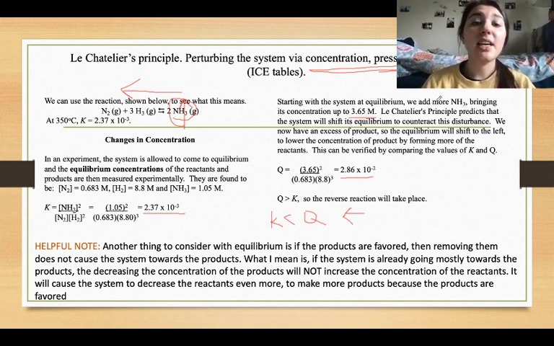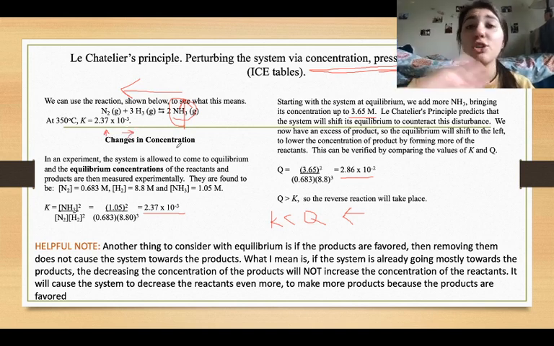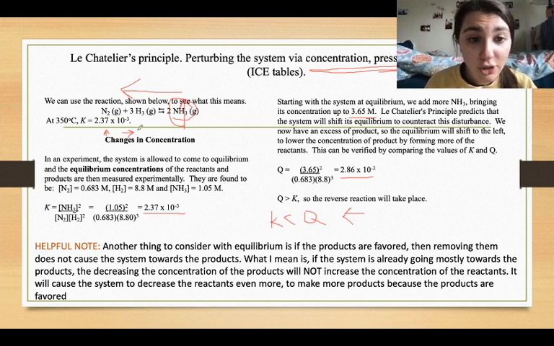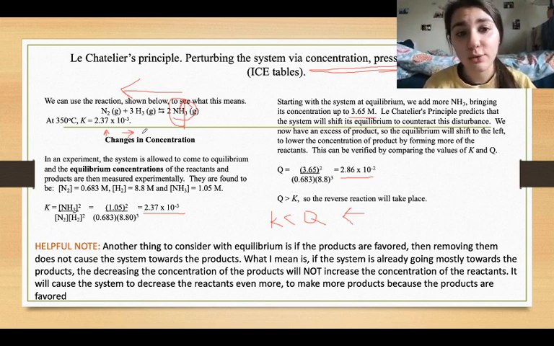The same thing can be said if, say, we increased nitrogen. So say I increased nitrogen and there was a shift towards the products. Then I would say, before even doing any calculations, that I would expect my answer for Q to be less than K. Why do I say Q is less than K? Because again, I increase the reactants, and there's a shift towards the products.